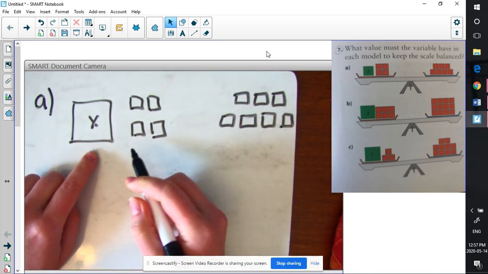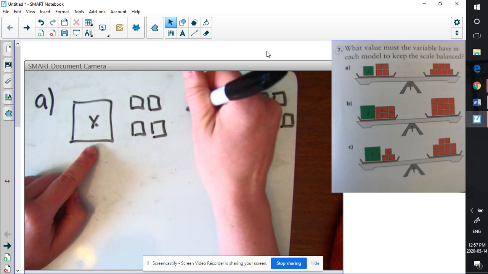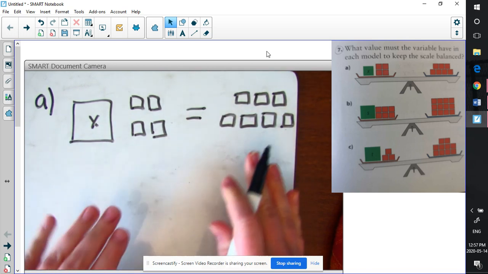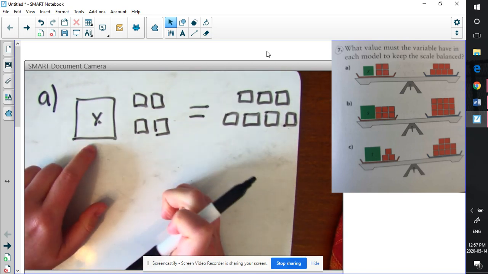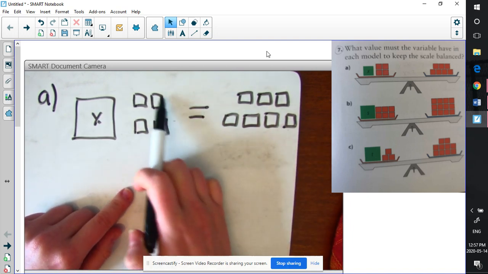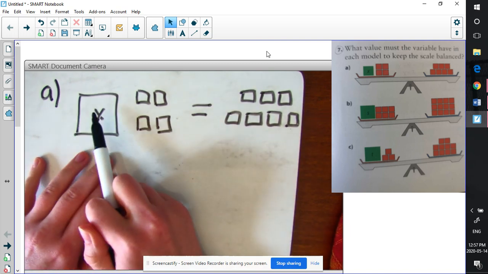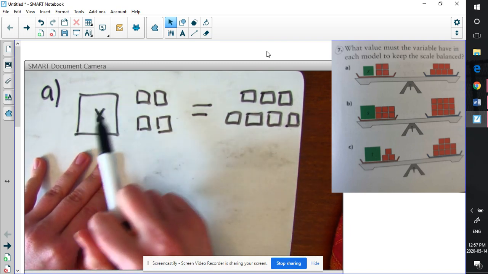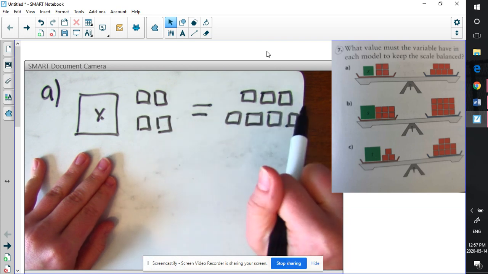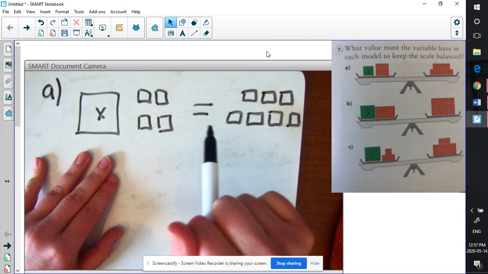So there are some amount of red squares inside the green square that make this equal, that make it balanced. So you need to figure out how many red squares are in the green square to balance it out. So if there's 4 here and there's 7 over here, you need to figure out how many red squares must be in here so that when you add 4, you end up with 7. So in other words, what do you need to add to 4 to make it 7?